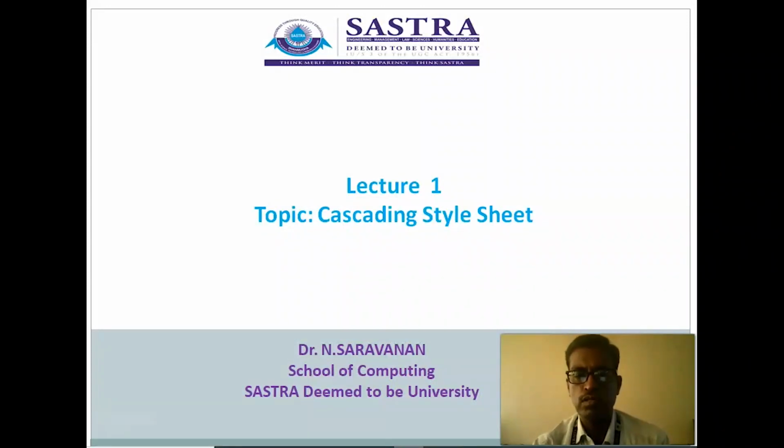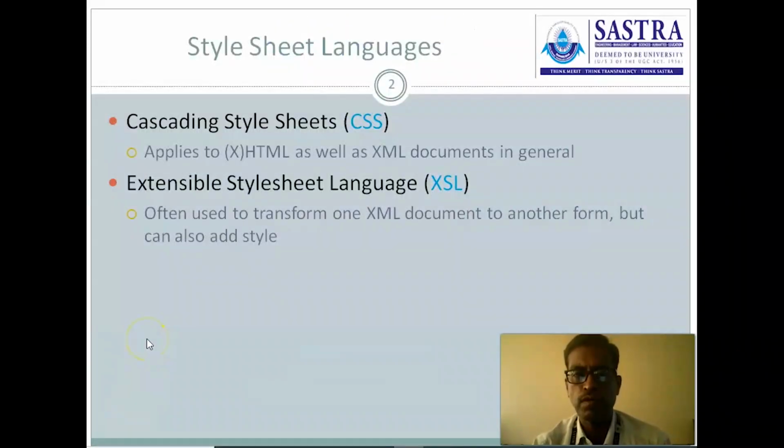In this session we are going to discuss cascading style sheets. In order to transform the XML document, we have two different style sheet languages: one is cascading style sheet, CSS, and another is extensible style sheet language, XSL. By using these two languages, we are able to transform the XML document into a displayed format or rendered format or some other form.